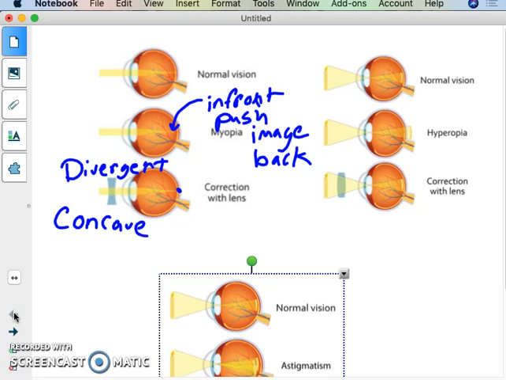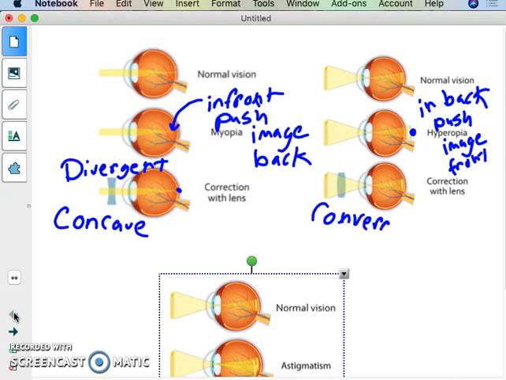Over here we have hyperopia, farsightedness, and then remember the focal point is now back here. So it's in back, so we want to push the image front. All right, and in order to do that, we need our convergent lens, which is convex. All right, so that's the basics of prescriptions, is they figure out what type you are.